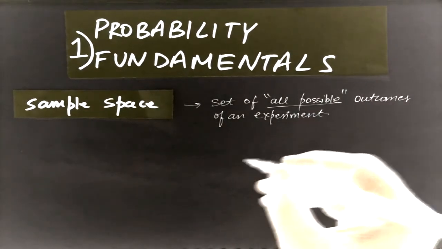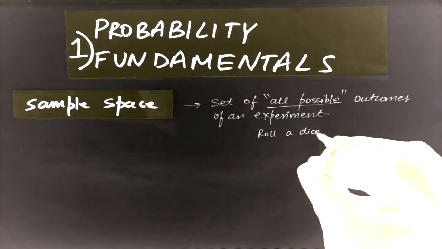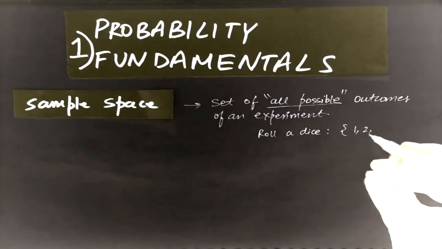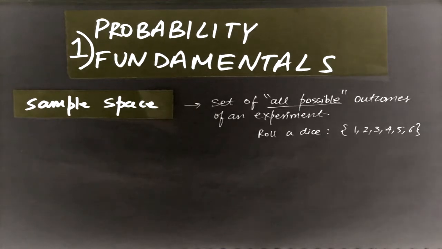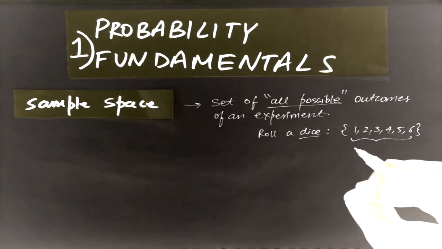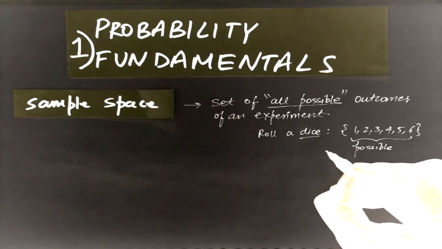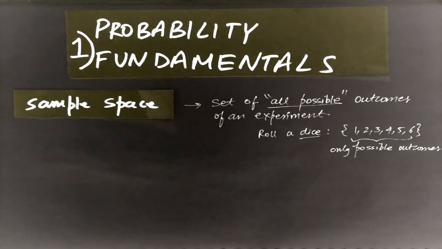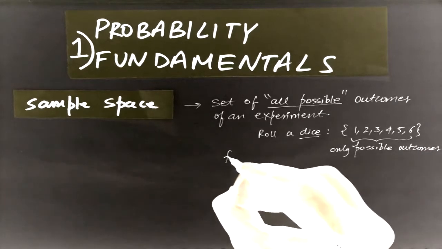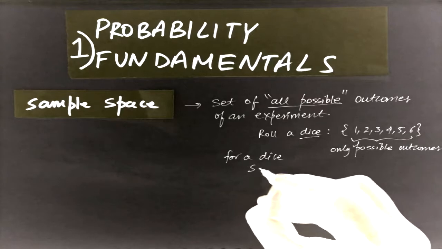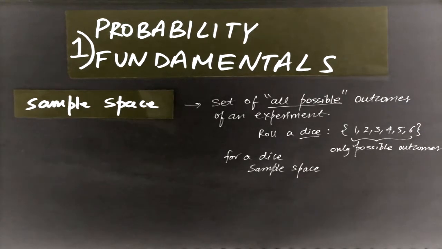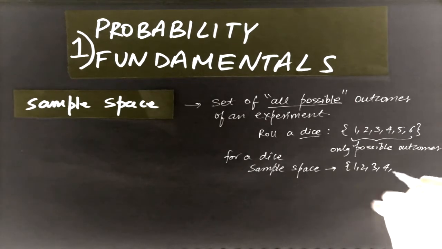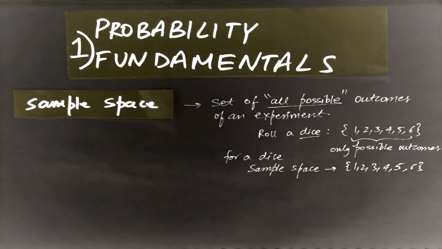All possible outcomes. For example, if you just roll a dice, then you will either get 1, 2, 3, 4, 5 or 6. It's a standard dice. So you can't get more than 6 digits in a dice when you toss it or roll it. So these are the only possible outcomes. So for a dice, the sample space will be 1, 2, 3, 4, 5 and 6. I think this should be clear.